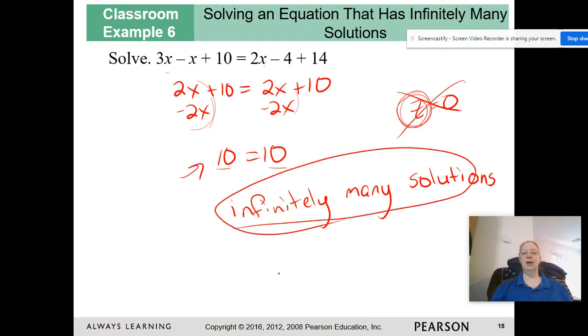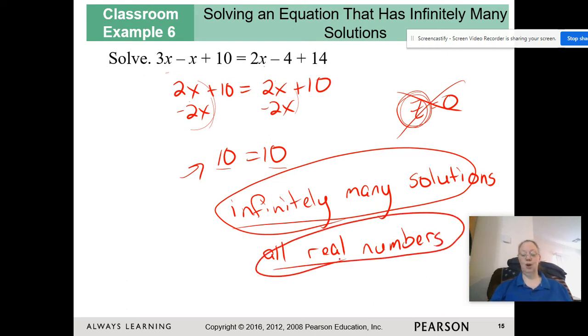By the way, do not tell me 10 is equal to 10. That's not going to do it. There is another way of writing infinitely many solutions. No, do not write the infinity symbol. What you could do is say all real numbers. That would be equally correct.